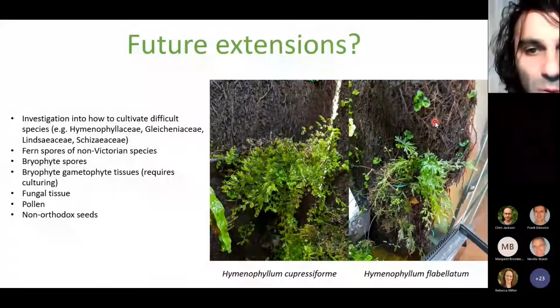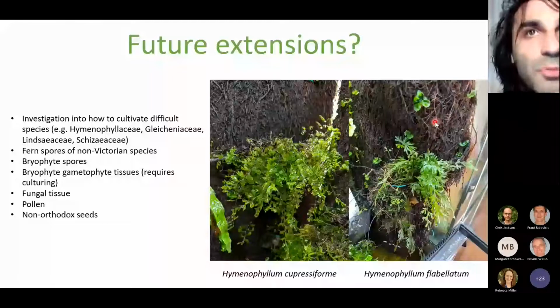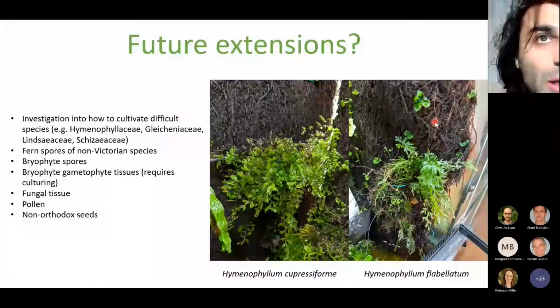But this is a little bit more complicated than just storing fern spores, in that it requires culturing with various chemicals like abscisic acid and sucrose in order for them to be viable after being subject to such low temperatures.